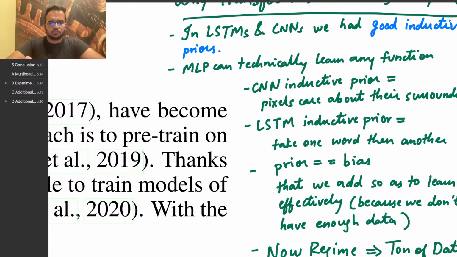So prior will be used equivalently with bias in this discussion. This prior is the bias that humans add so as to learn effectively, because we don't have infinite data, or we don't have enough data. If we had infinite data, then we could go with the most general architecture that we have. Then it would be able to learn the exact mapping function, the global optimum that it has to learn to get the best accuracy out there. But because we don't have enough data, these inductive biases have to be introduced by humans for these architectures to perform well.